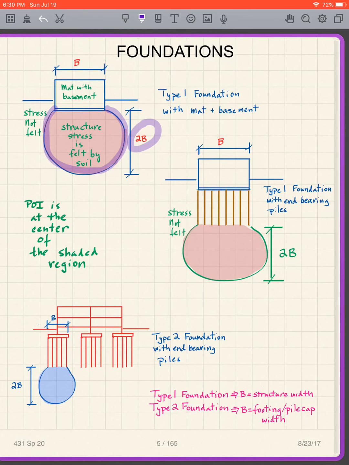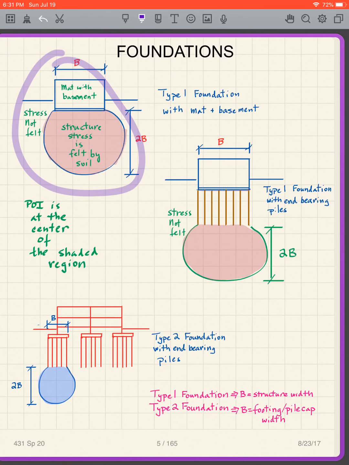And what we wanted to do was use this region here that has been stressed. We're going to find the center of that region in the vertical direction, and that point was going to help us determine what the settlement of the structure was. And we're going to do something similar here. We're interested in finding the settlement of these different types of foundations. So this was last semester.